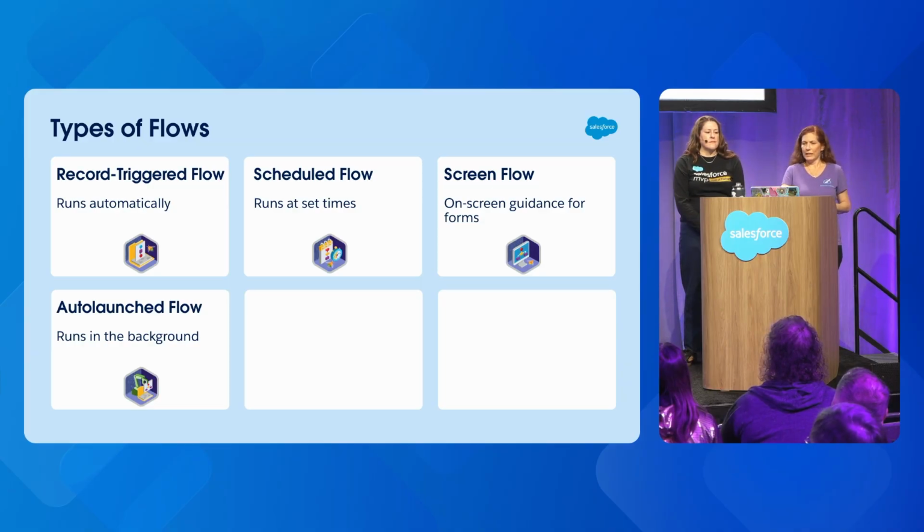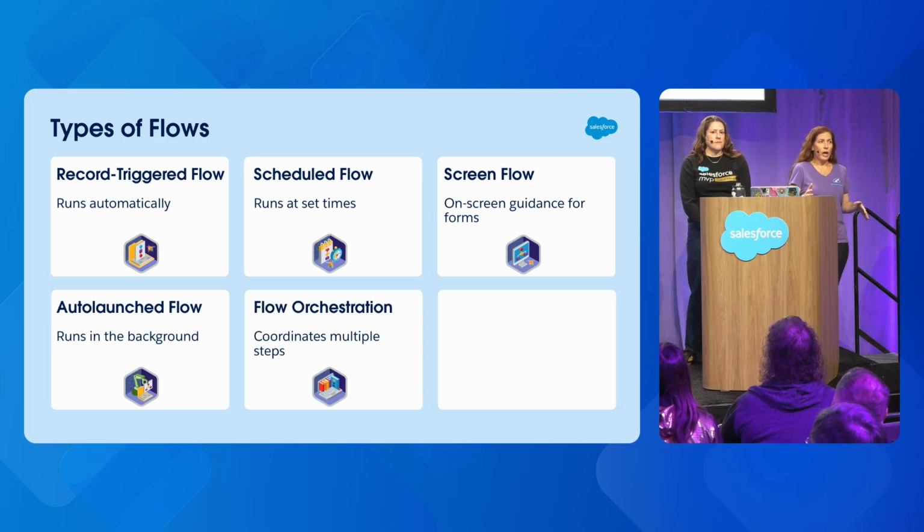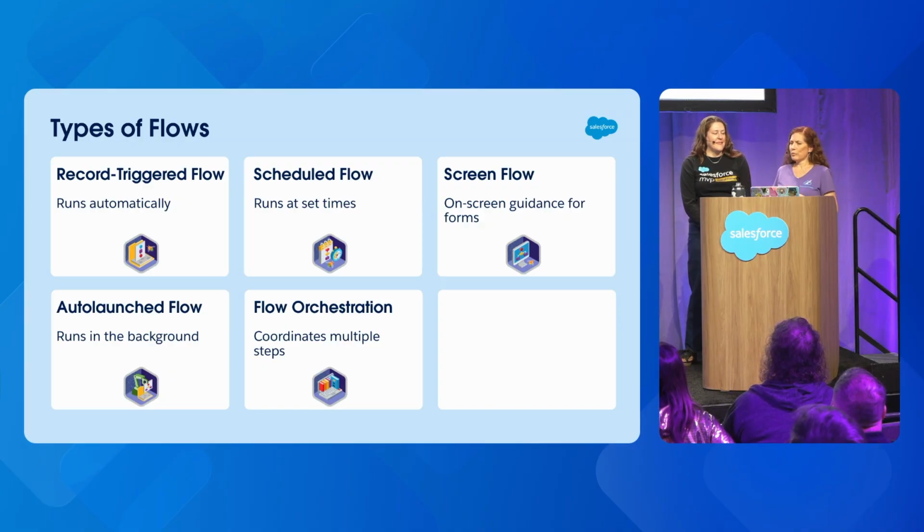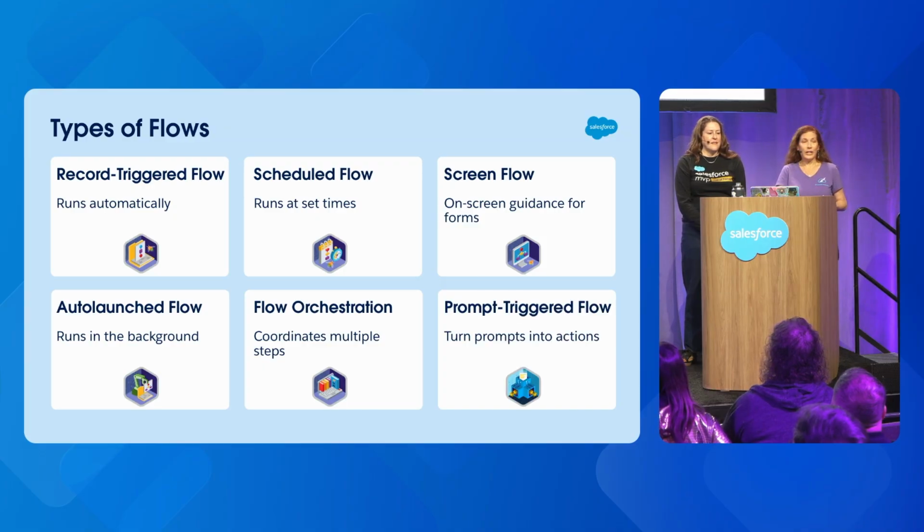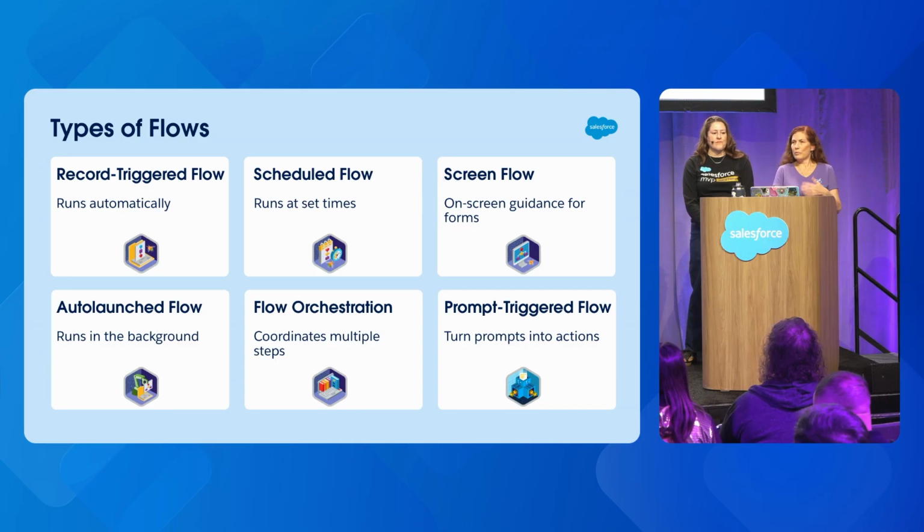When we start to get into more complex processes, there's flow orchestration. And what this does is it helps you coordinate multiple flows and human steps along the way. It's great for managing approvals, stages, and even team handoffs. And finally, a prompt-triggered flow. This helps you connect automation to AI-driven experiences like simple prompts and actions. So as you can see, Flow isn't just one thing. It's an entire toolkit of automation that helps you build your scalable processes.